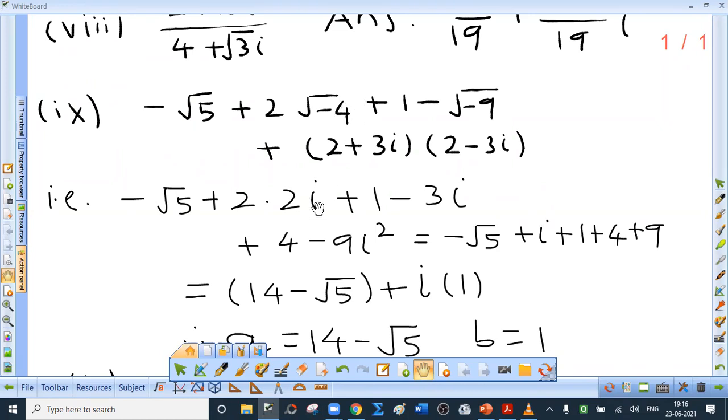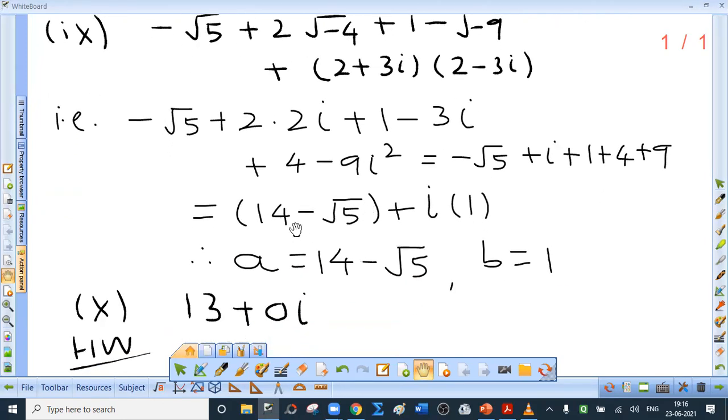root of minus 1, which is i. I have written this directly. Hope you will not take minus sign inside this radical sign. Root of minus 9 is root 9, which is 3. Root minus 1 is i. Here a plus b into a minus b, which is a square minus b square.